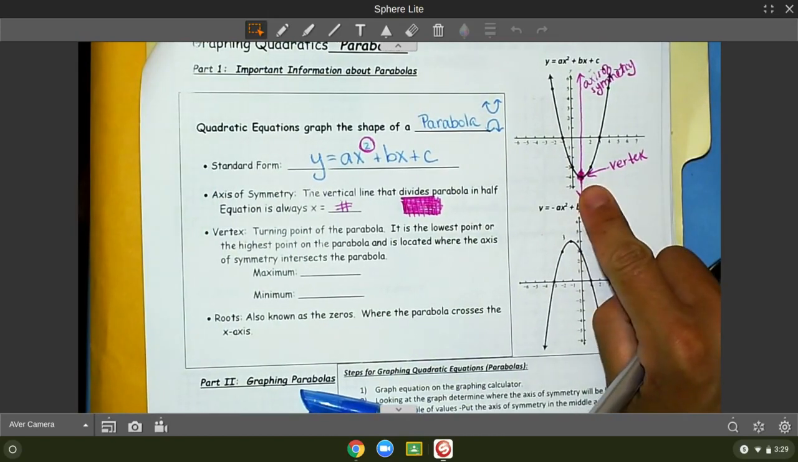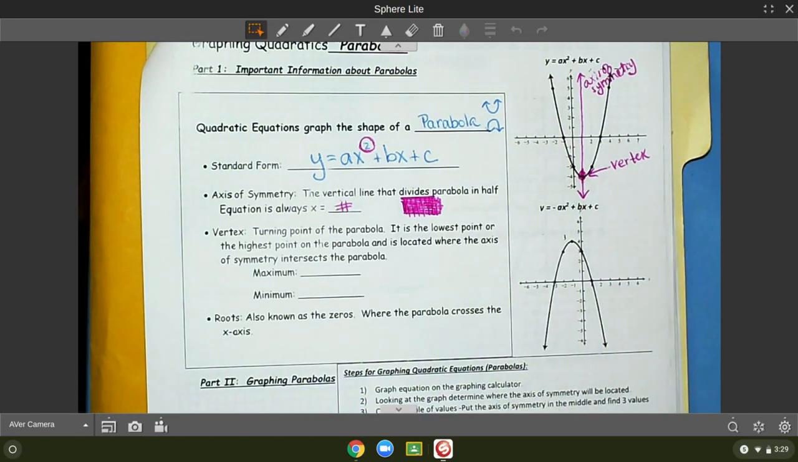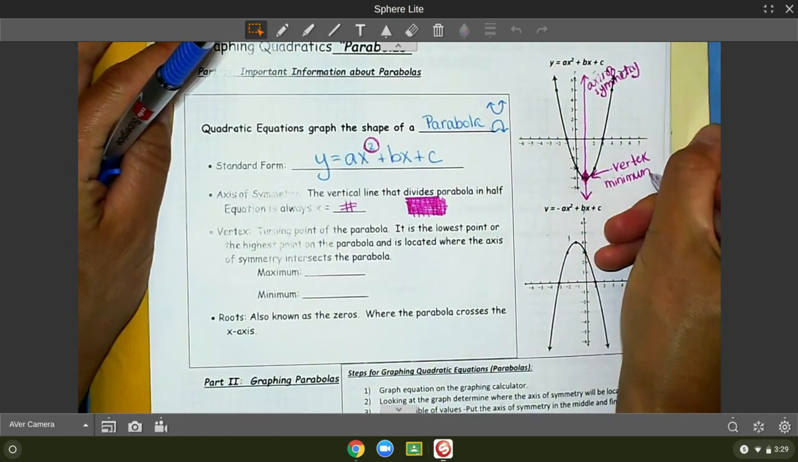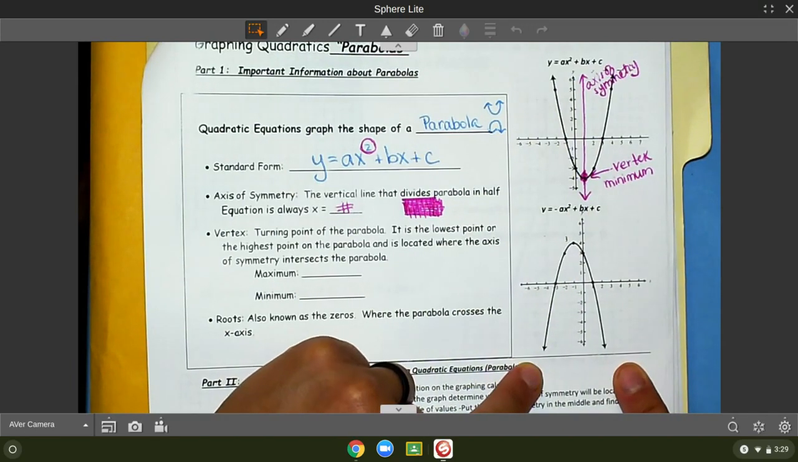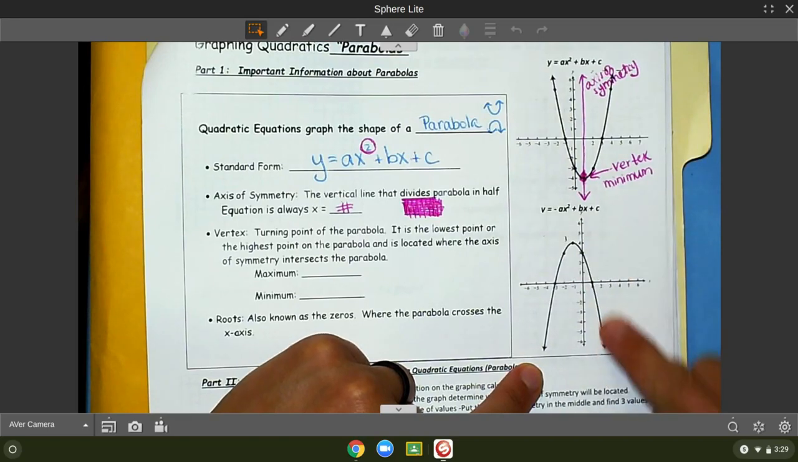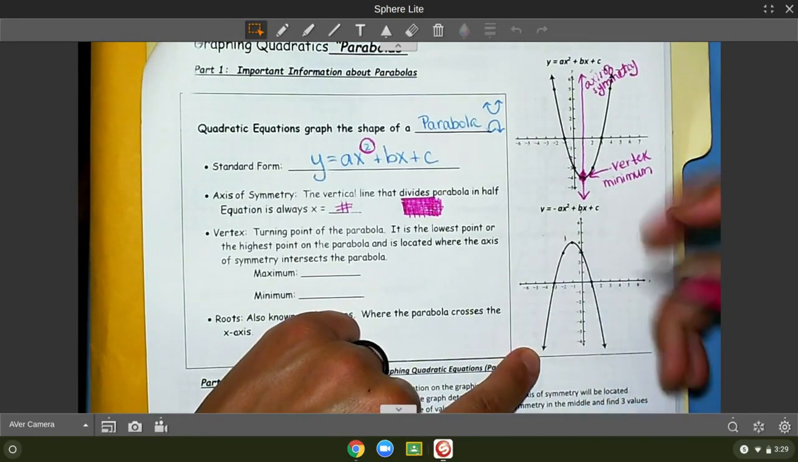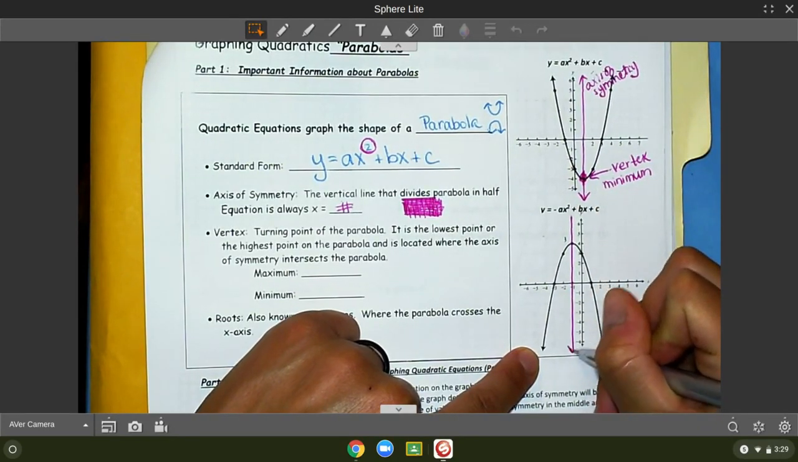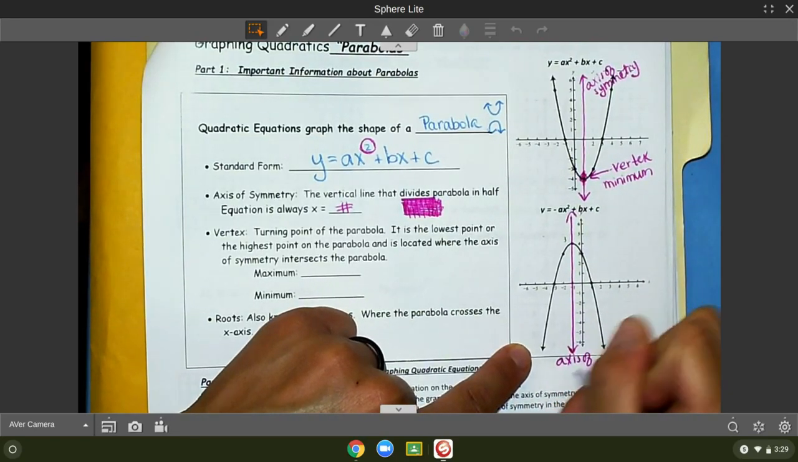Now, is this vertex at the bottom or is it at the top? Well, it's at the bottom, which means it's called a minimum. A minimum is the smallest value, or it's the bottom value. All right, then if we look down here at the second parabola, so this is an upside down U, let's start by drawing the axis of symmetry. So we look for the halfway, and if I were to draw a line to cut this parabola in half, it would be right here. So this is going to be my axis of symmetry.